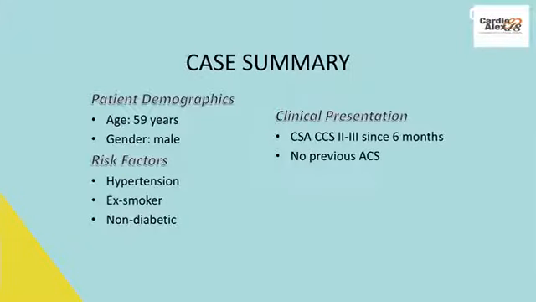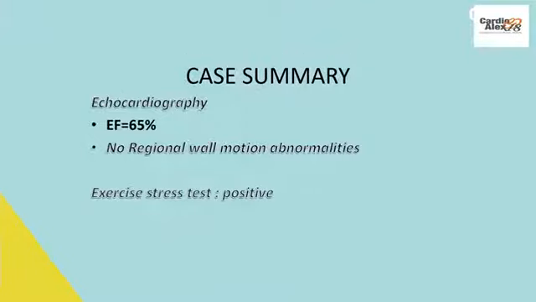We have here a 59 years old gentleman. He is hypertensive, ex-smoker, non-diabetic. He was presenting with chronic stable angina class 2 to 3 6 months ago, with no previous acute coronary syndromes. His echocardiography is unremarkable, with well-preserved ventricular functions, and he had a positive exercise stress test.